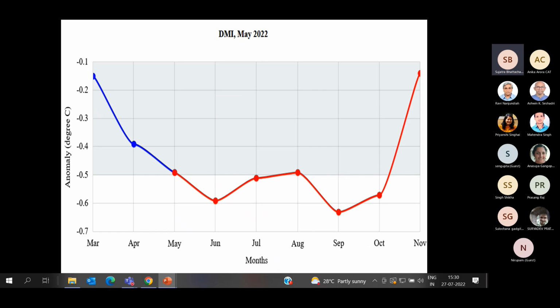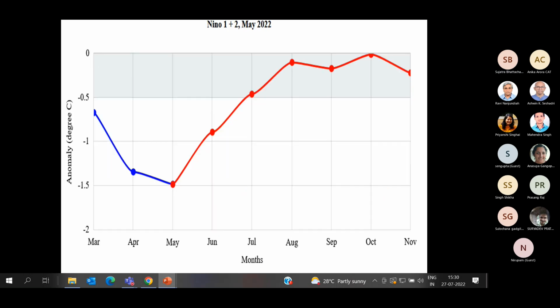Then let's look at IOD. They forecast IOD in July to be minus 0.5, based on May. It is minus 1 now. And you saw last time it suddenly plunged. We don't know what the reason is. And Niño 1 plus 2, the coast of Peru, is close to 0, because there are all those waves which are bringing in warm water from the equatorial region. So all these things are being forecast quite accurately by most coupled models.